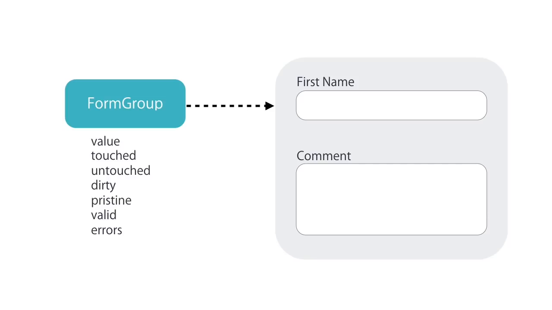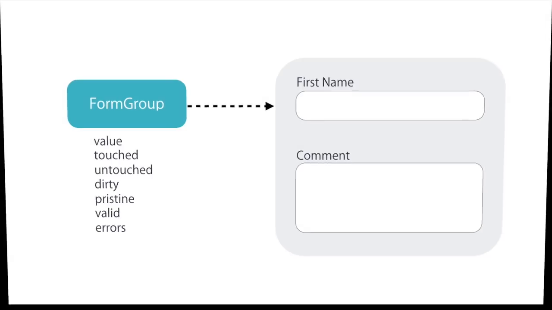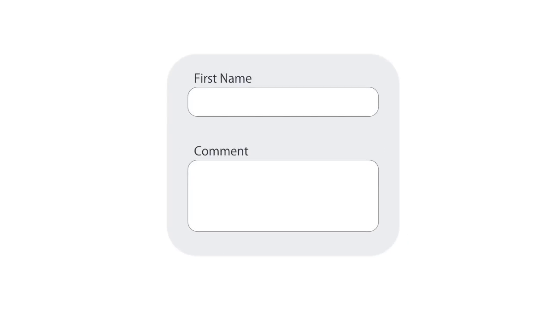class as well. So we can ask a form group if it's valid or not. And that returns true if all the controls in that group are valid. Similarly, we can get all the validation errors in that group. So accessing these properties of a form group is easier than iterating over all the controls in that group and checking their status.